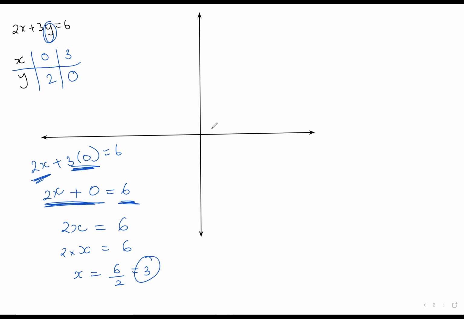So let's plot these two things. Let's say this is my 0, 1, 2, 3, and 1, 2, 3. When my x is 0, y is 2. So this is one point, (0, 2). And the other point is when x is 3 and y is 0. So this is my other point, (3, 0). So then I join these two points.